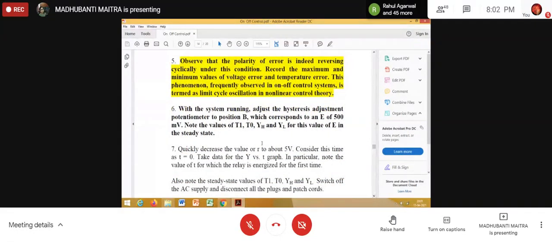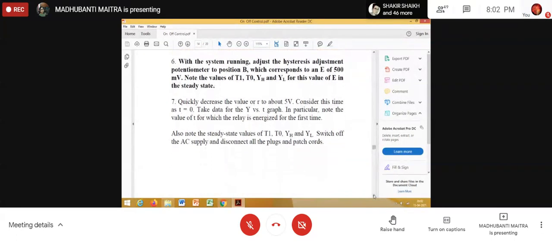So in the next run, with the system running, adjust the hysteresis adjustment potentiometer to position B, which corresponds to an E of 500 millivolt. That means the hysteresis band is equal to 10 degrees centigrade, and the excursion of the temperature will be from 65 degrees to 75 degrees, and the rest are the same.